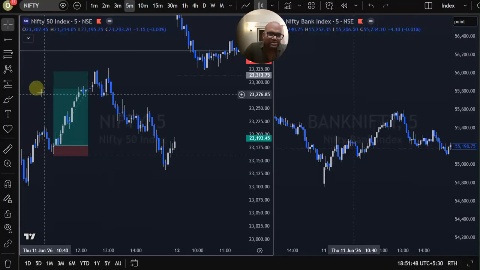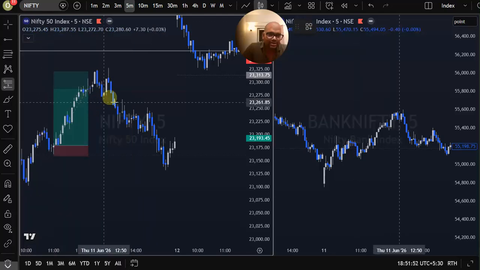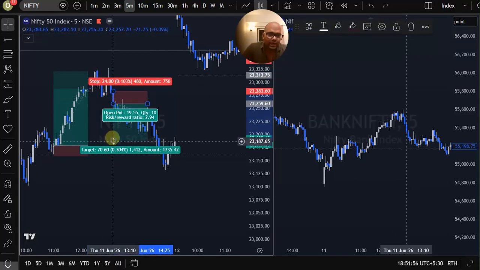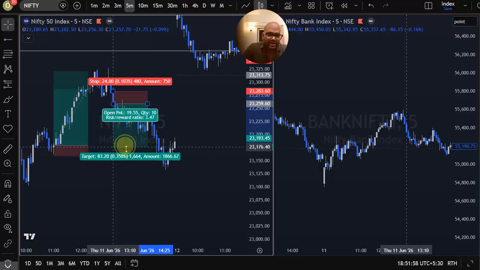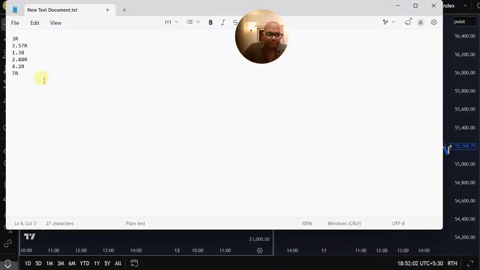Again, on the downside, if you see, there was a very beautiful trade that happened. This was a breakout of this swing low, and you could have traded it till here. So 1 is to 3.6 that you got. So 3.6 R.